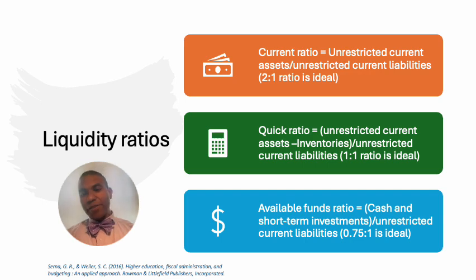The available funds ratio then is just your cash and short-term equivalents divided by the unrestricted current liabilities. So again, with the quick ratio, we took out the inventories. Now we're taking out everything that's not cash and short-term investments. Here the preferred ratio is somewhere around 0.75-to-1, because you've still taken out a lot of your other assets. All right, so current ratio, quick ratio, available funds ratio. These are your liquidity ratios.